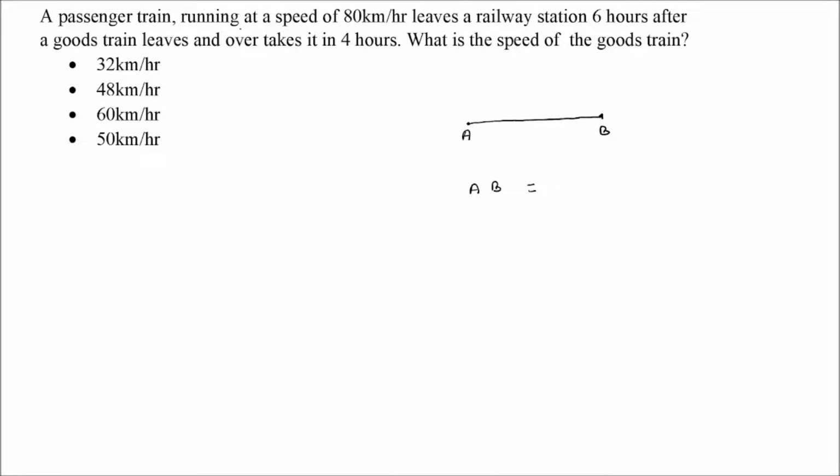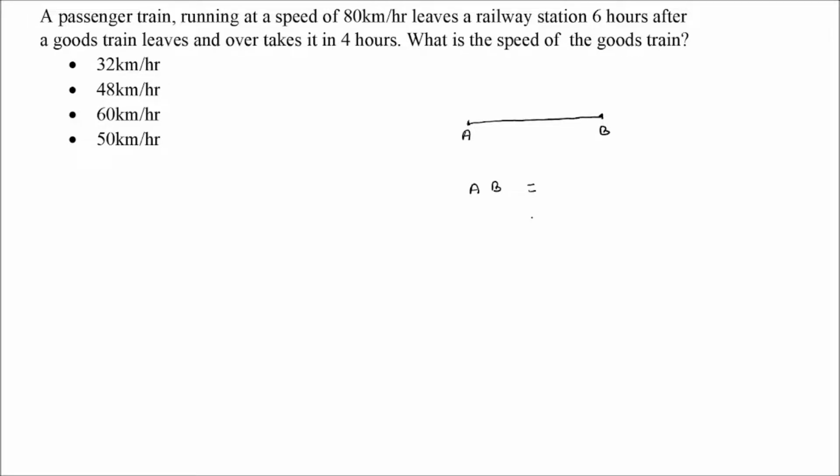A passenger train running at a speed of 80 km per hour leaves a railway station 6 hours after a goods train leaves and overtakes it in 4 hours. So what is the meaning of this? First the goods train starts, and after 6 hours this passenger train starts, and after starting it overtakes the goods train after 4 hours.